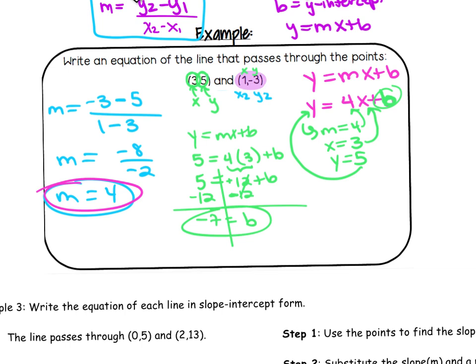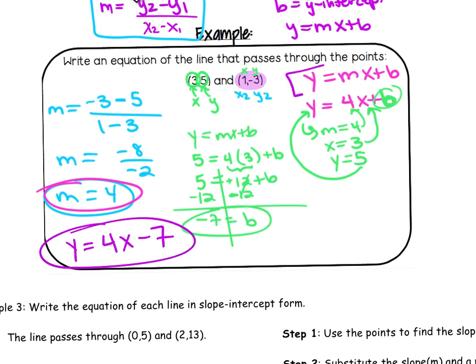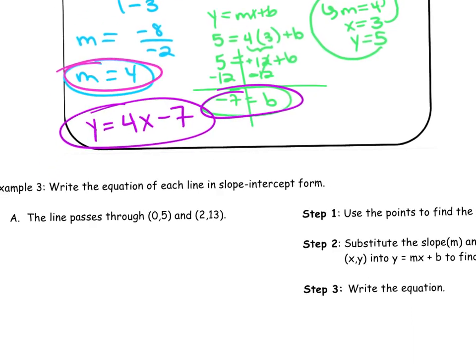And now we have it. We've got all the pieces. We can write y equals 4x minus 7 as our equation of the line, because we're filling in y equals mx plus b. The only things we're replacing are m and b, where m is 4 and b we just found to be -7. That's it. Okay, let's keep going.